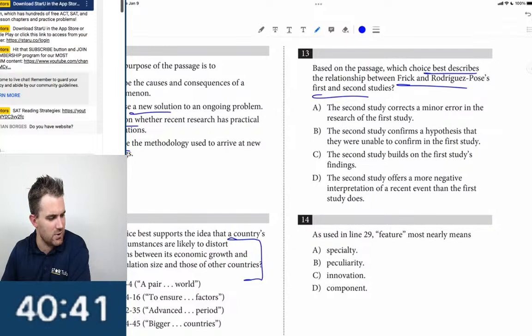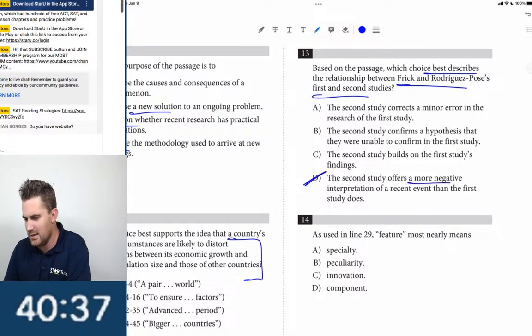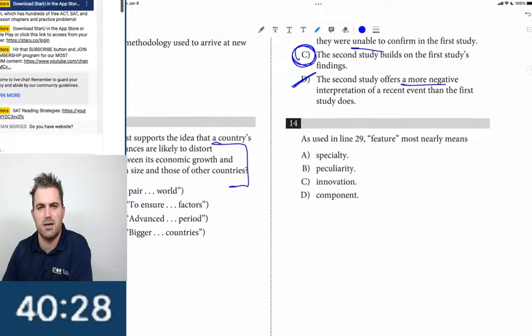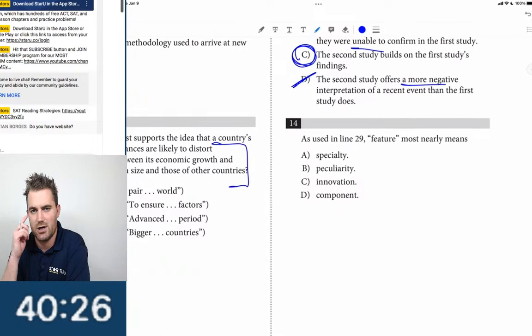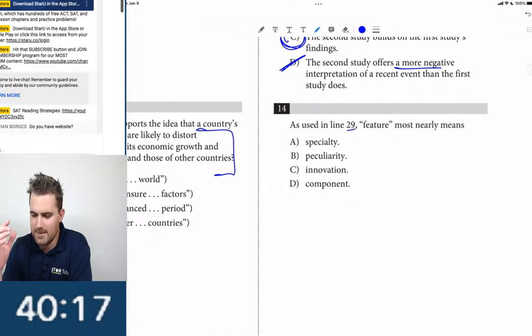Maybe you guys feel this differently, but I gotta keep going with time. But it's not D, right? It's not offers a more negative, and I don't think it corrects a minor error. I don't think it confirmed, right? I think it's C. This is the one talking about the economic, right? I mentioned when I was talking about India, China, United States, that big, huge population countries are okay having big, huge cities. That it doesn't quite work in that way. I think that should be right. But I got to keep going.